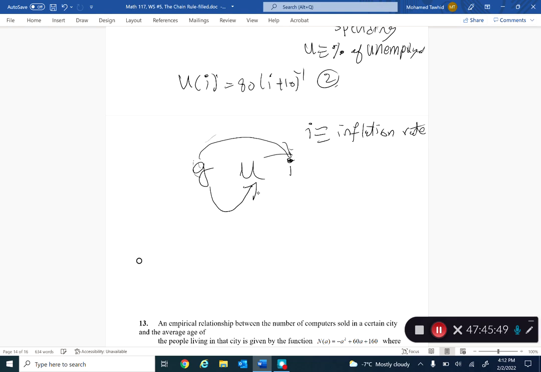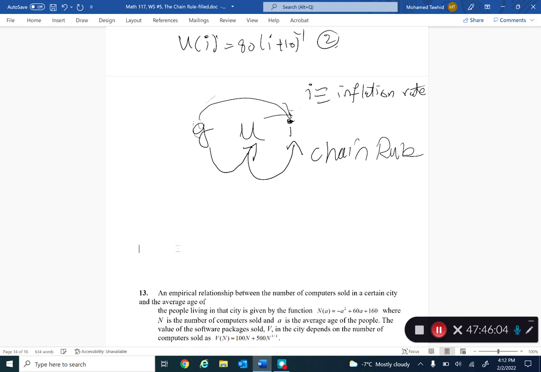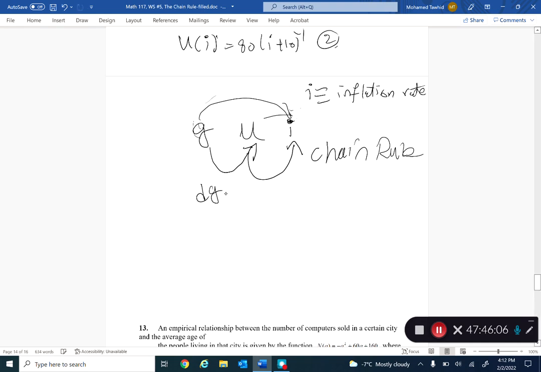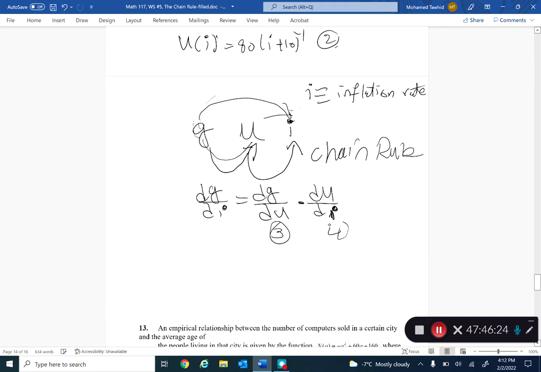I have to go to u first, and from u to I, right? So that is our chain rule, because I cannot go from g to I directly without going through u. So now what I have here is dg by dI, the derivative with respect to I, which is nothing but dg by du multiplied by du by dI, right? So I have to take the derivative with respect to u and then multiply by the derivative of u with respect to I. I call this equation 3, I call this equation 4.